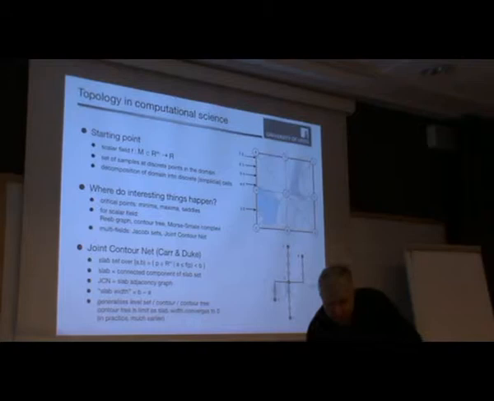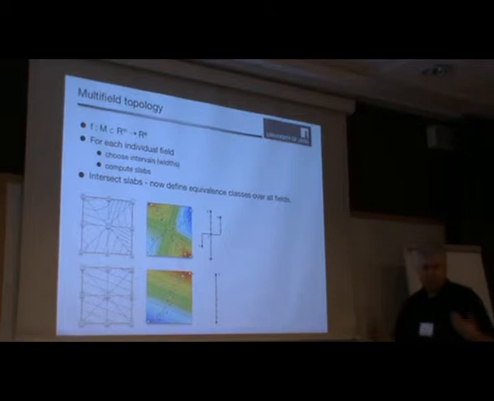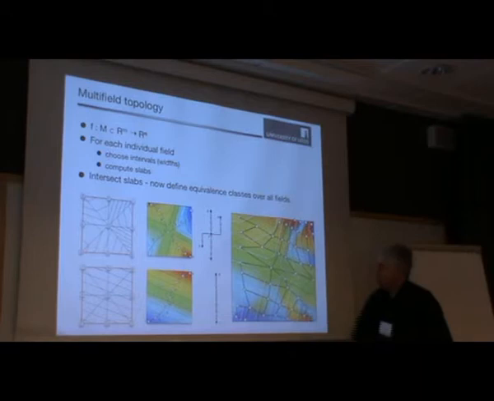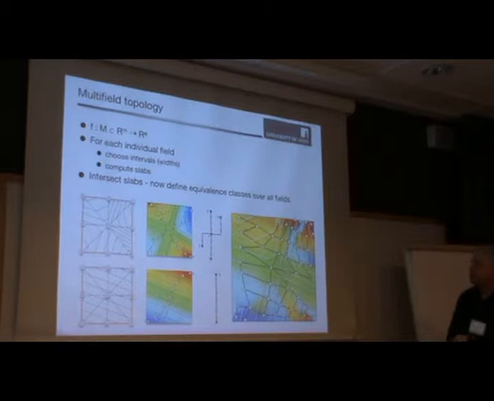If we take one field, like we've just seen, and its contour tree, and then we take a second field, what happens when those fields interact? Well, what we do is we take these slab regions that we generate for the individual fields, we intersect the slab regions, we take the dual, we take the connectivity graph based on adjacency between regions of equivalent behavior, and the thing that we get out, this graph with white nodes and black edges, is what we call the joint contour net. And again, I don't want to go into details.